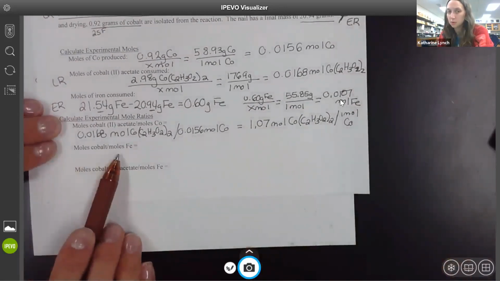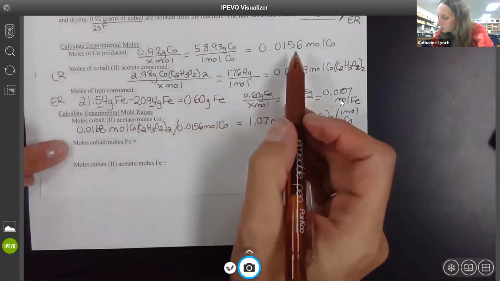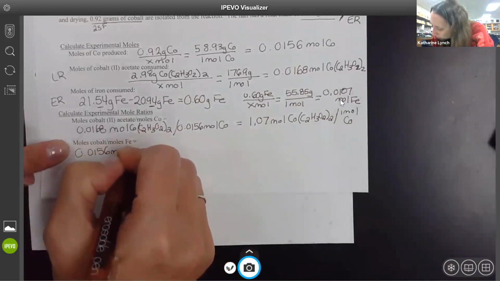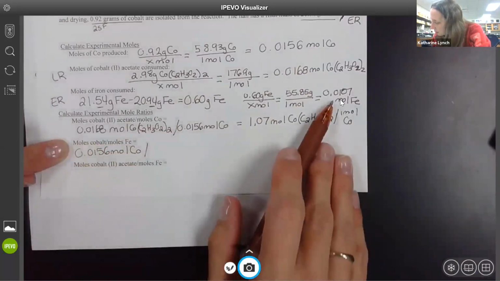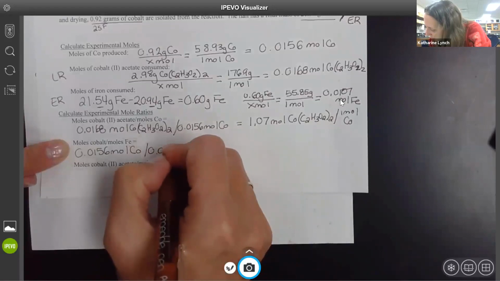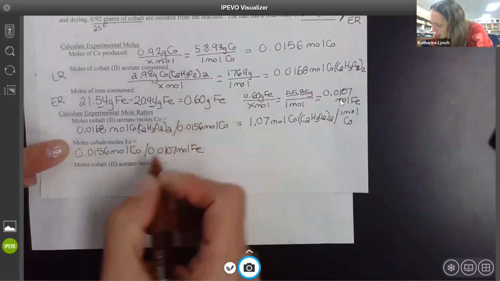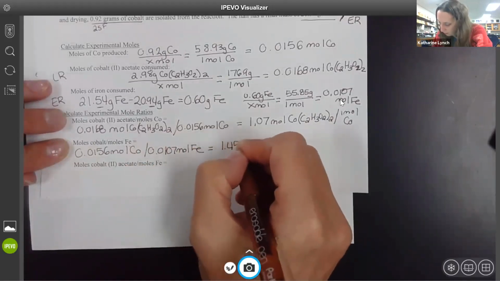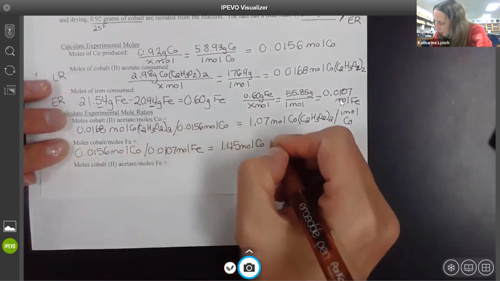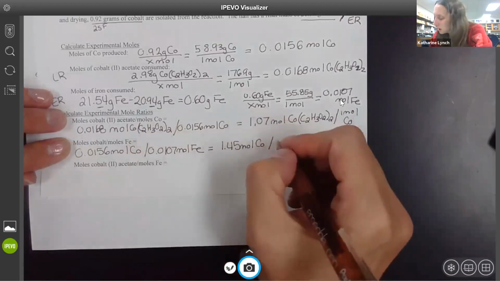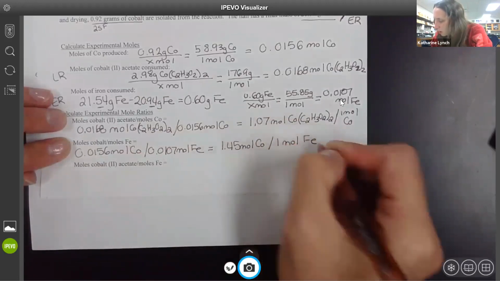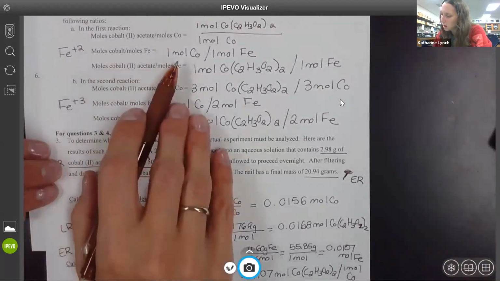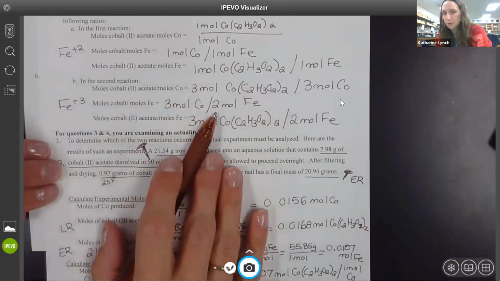Let's do moles of cobalt to moles of iron. Experimental data. Let's do moles of cobalt. We need that again. 0.0156 moles of cobalt. For every experimental data, 0.0107 moles of iron experimental data. Divide those two in your calculator, and what we end up with is 1.45 moles of cobalt for every, units don't cancel, so 1 is the denominator, 1 mole of iron. Oh, this is not a 1-to-1 ratio, but it's also not a 3 to 2, or is it?